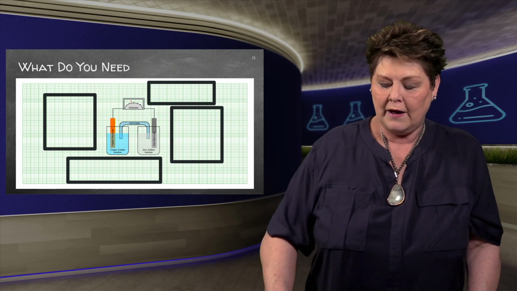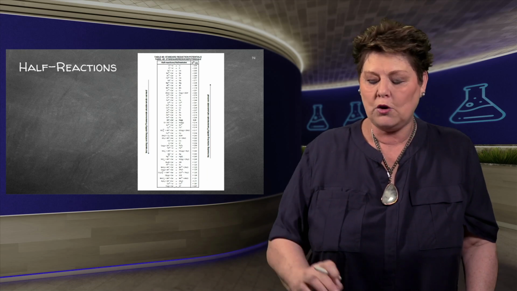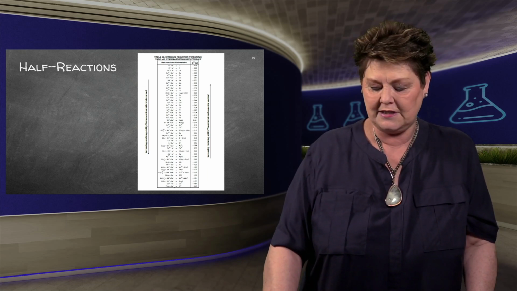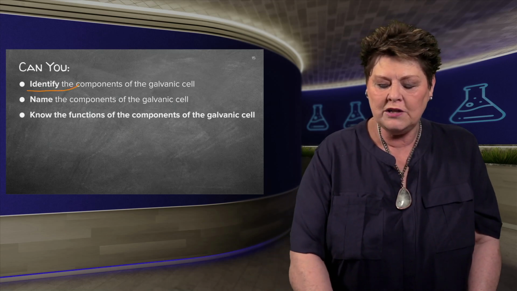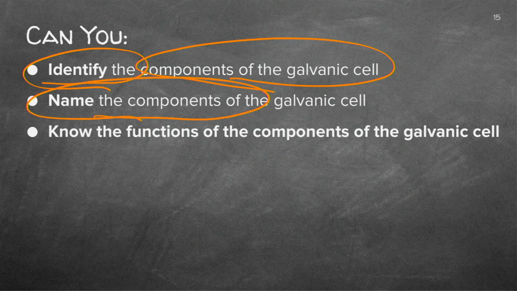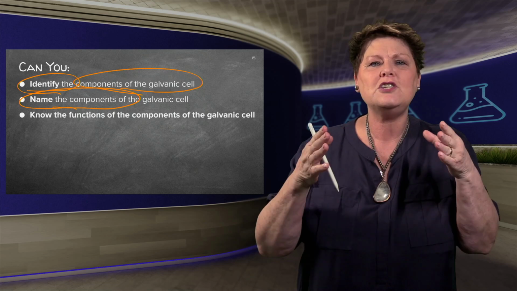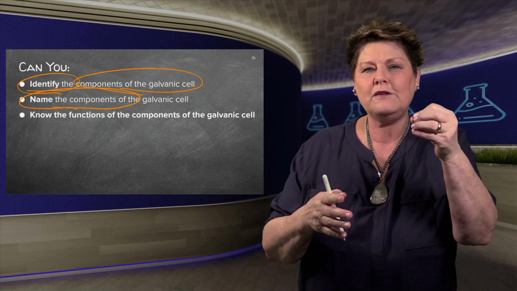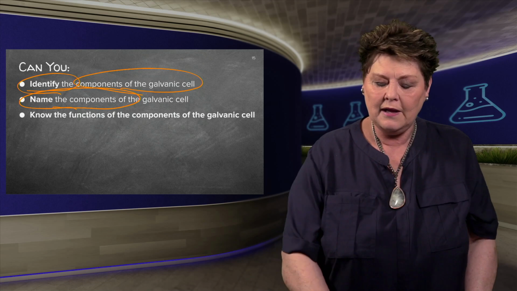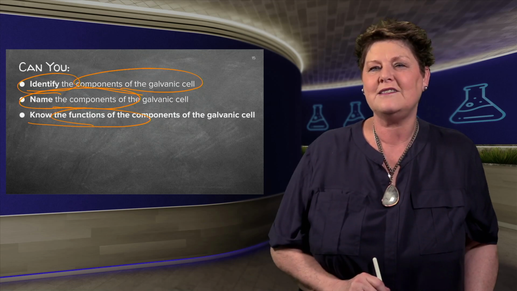So get your paper ready, get your half reaction table ready, because we are going to use it for the next lesson. And then finally, after this lesson, you need to be able to identify all the components of that cell, and we actually said name them. We went through all of that. We'll actually show you an experiment with this. But we went through this galvanic and voltaic cell. And you've got to know the functions, but we'll go through the functions in the next lesson.